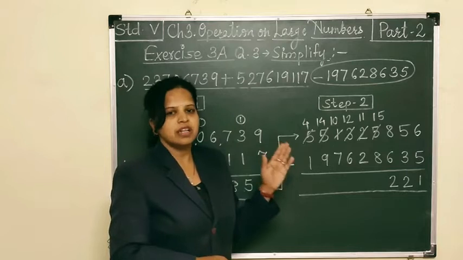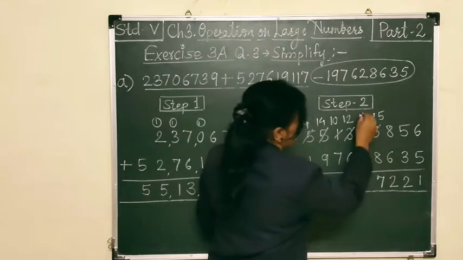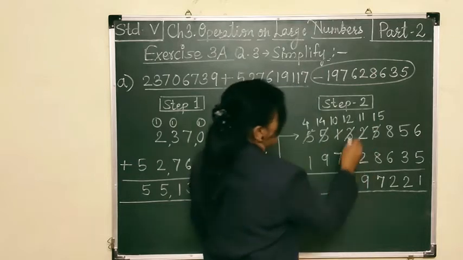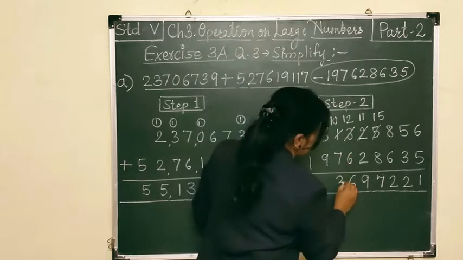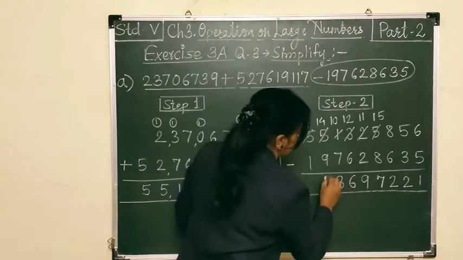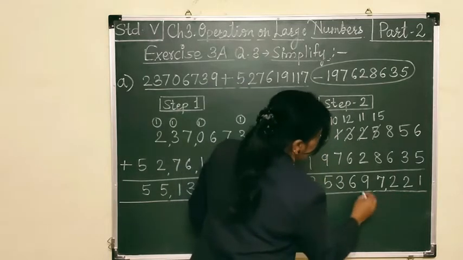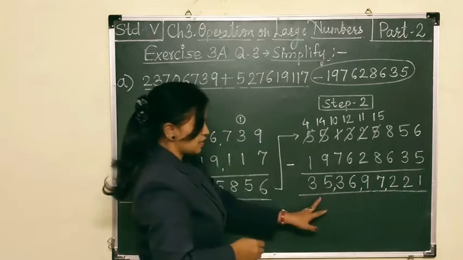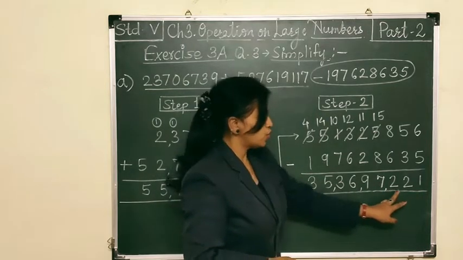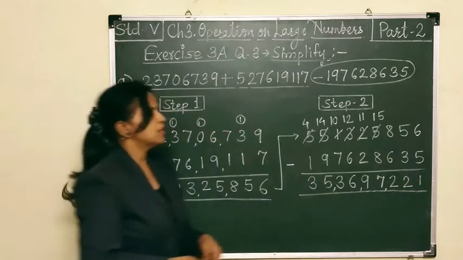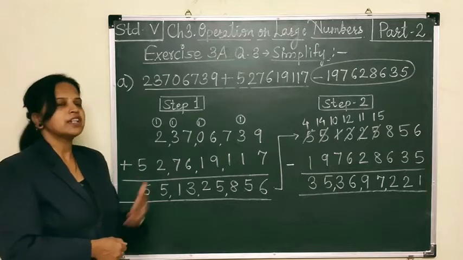So do it carefully. Okay, 15 minus 8, 7, 11 minus 2, it is 9, 12 minus 6, it is 6, 10 minus 7, it is 3, 14 minus 9, it is 5, and 4 minus 1, it is 3. So this way we got the answer. See, 35 crore, 36 lakh, 97,221. It will be the correct answer. If you want to take a snapshot, you can take it in between.